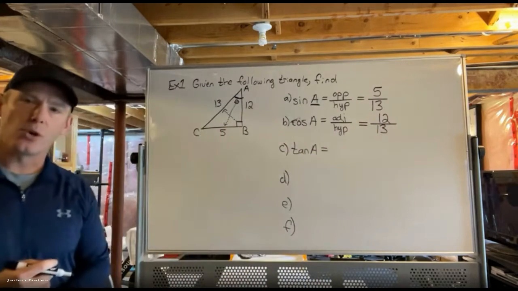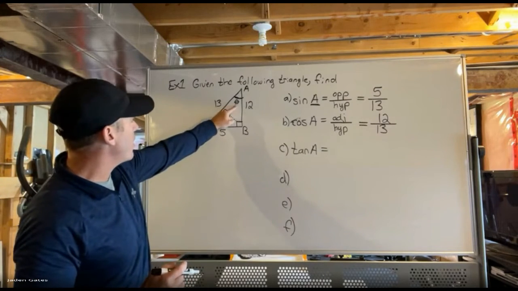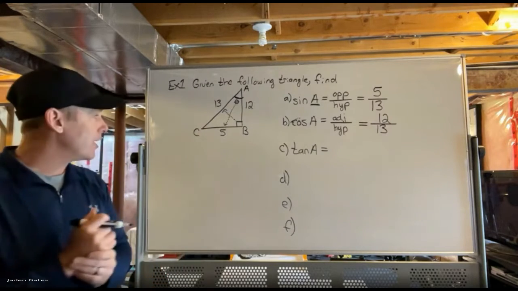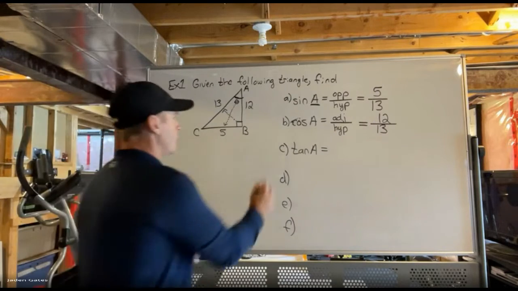So the hypotenuse is always the hypotenuse. All right, so the other side that's beside our angle here was 12. Now the last one, tan A. So again, I'm looking from angle A.